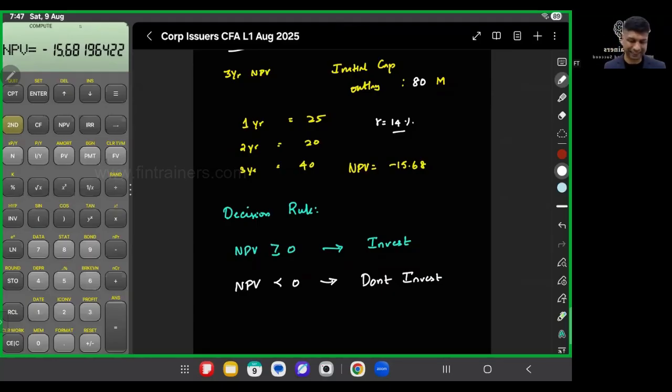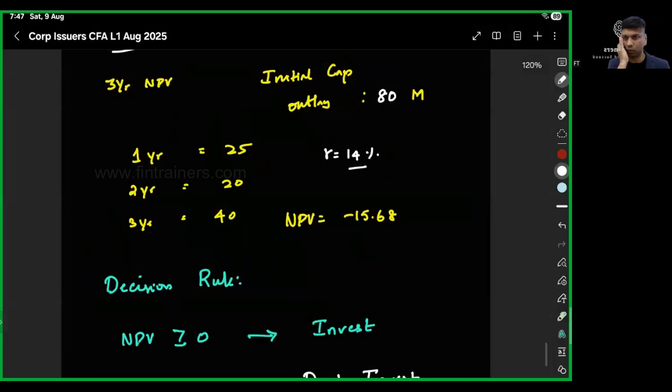So if NPV is greater than or equal to zero, sometimes it might be equal to zero, but there could be some strategic reasons, etc., and you might still invest. But if it is negative, that usually means it's not a go-ahead. Okay, now let's think about what NPV is.